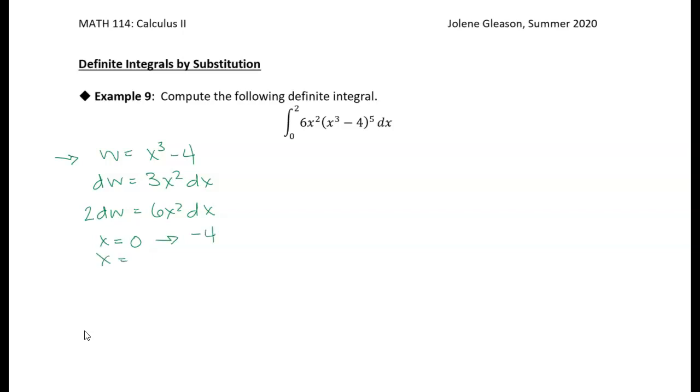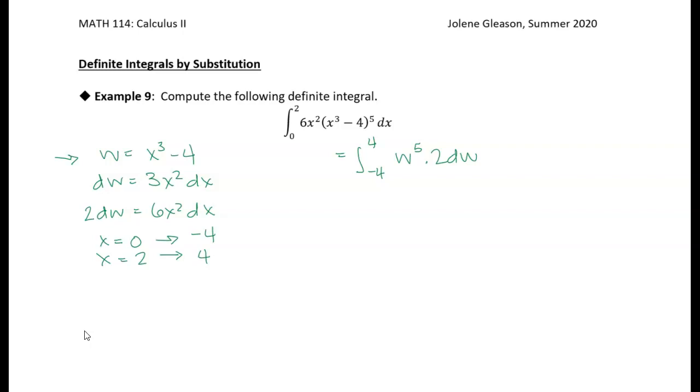And if x is equal to 2, which is our upper limit of integration of our original integral, then this becomes 2 cubed, which is 8, minus 4, which is positive 4. Okay, so we can just integrate this from minus 4 to 4 now, instead of from 0 to 2. And now when we do our substitution, we end up with w to the 5th times 2 dw.